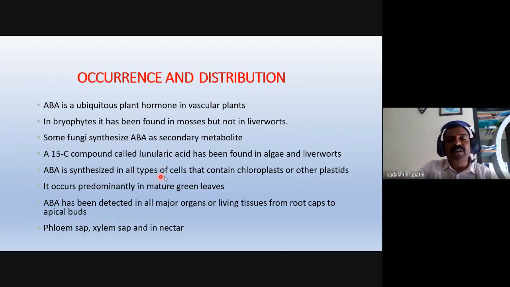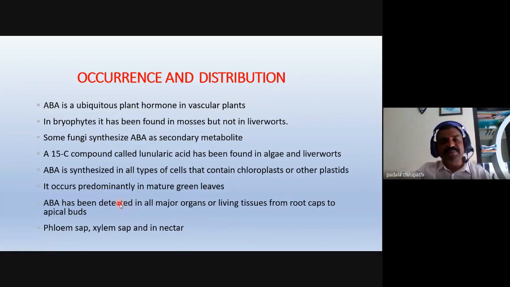ABA is synthesized in all types of cells that contain chloroplasts or other plastids. It occurs predominantly in mature green leaves. So abscisic acid is synthesized in cell organelles like chloroplasts and other plastids like amyloplasts and elaioplasts. Chromoplasts and leucoplasts also contain this abscisic acid, predominantly in mature green leaves.